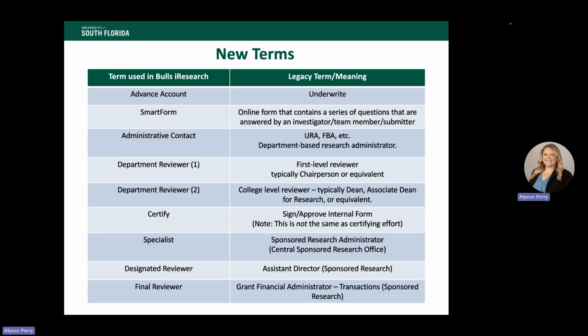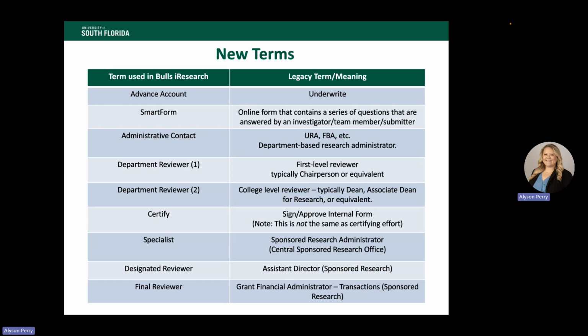Some new terms that you might see. The biggest change for this new system is that we are moving away from our current internal form. So the way that you go into the internal form now, you will now be logging into Bullseye Research and initiating that proposal and routing it through your department review in Bullseye Research. Right now, we have something called an underwrite. We're still going to utilize that, but it's going to be known as an advance account within this new system.